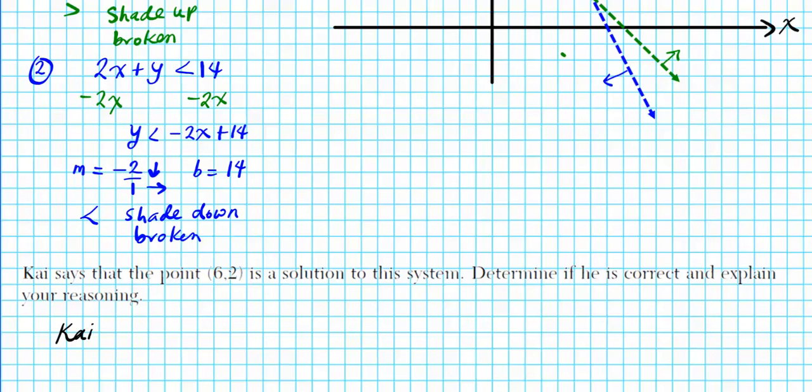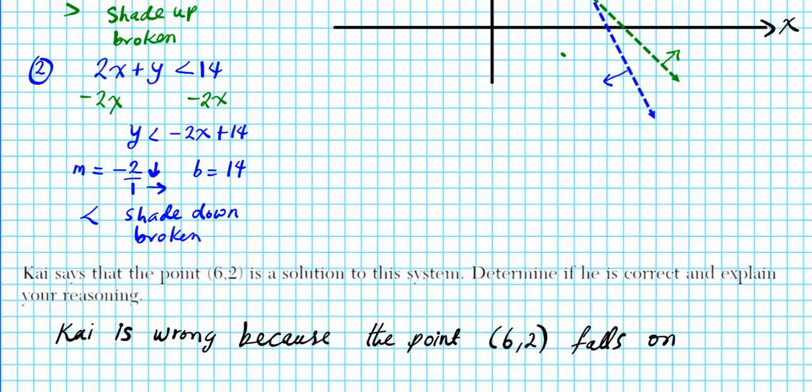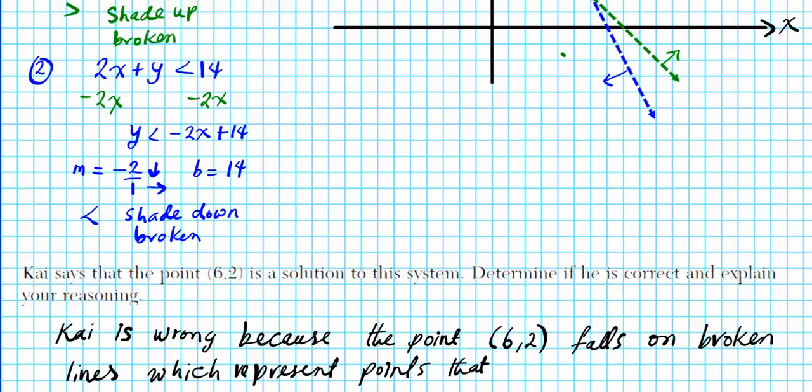Kai is wrong because the point (6, 2) falls on broken lines which represent points that should be excluded. Okay, there's a reason why it's broken.